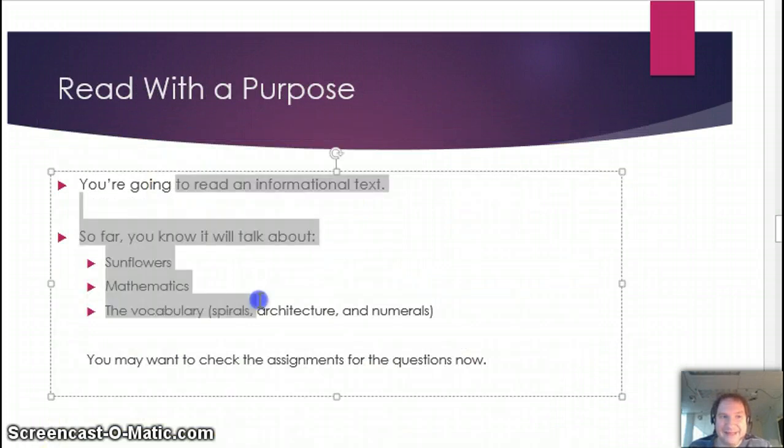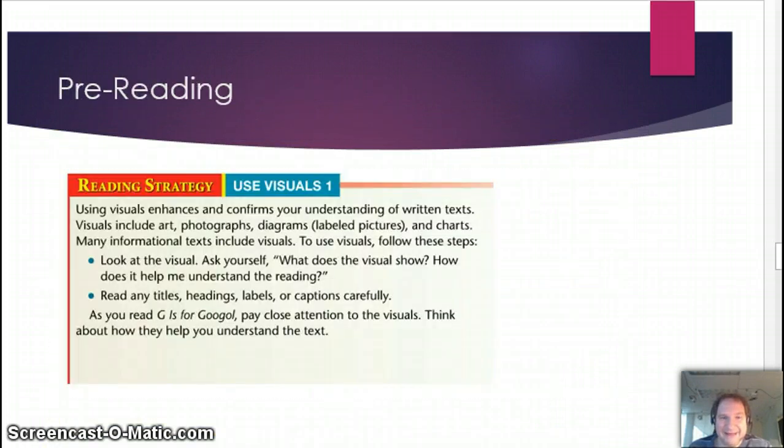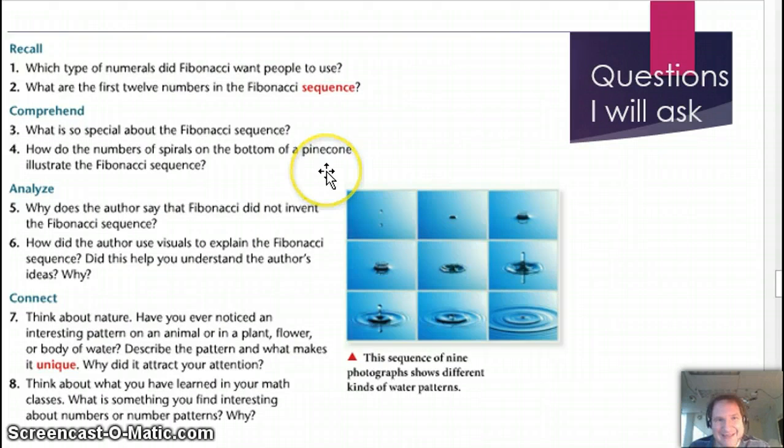So, we're going to read about these things. And then I will test your information, how well you understand them. And so one thing you're going to want to do, look at the pictures. Look at the visuals. What am I reading? Why am I reading this? Some questions I'm going to ask.